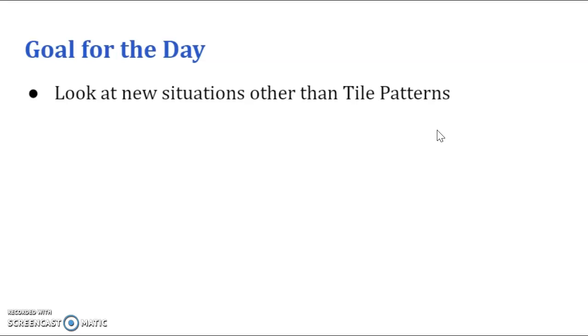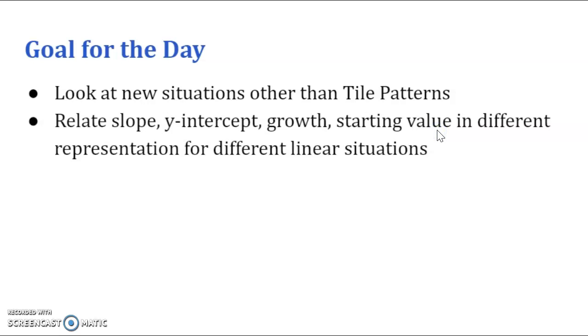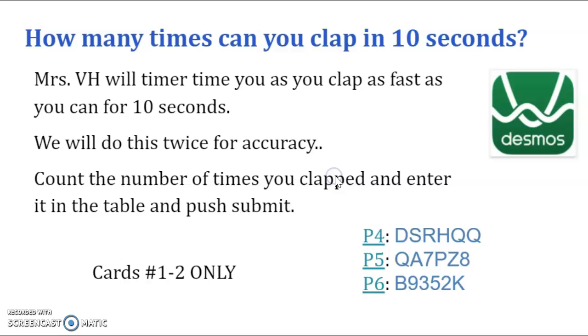All right, so what are we doing today? We are going to look at new situations other than tau patterns and relate slope, y-intercept, growth, and starting value in different representations for different linear situations. So we are still continuing with linear equations.